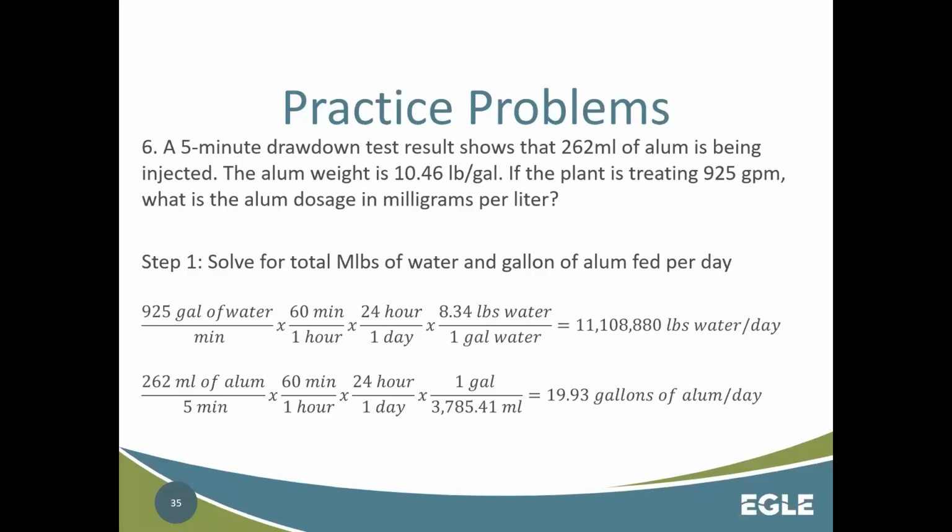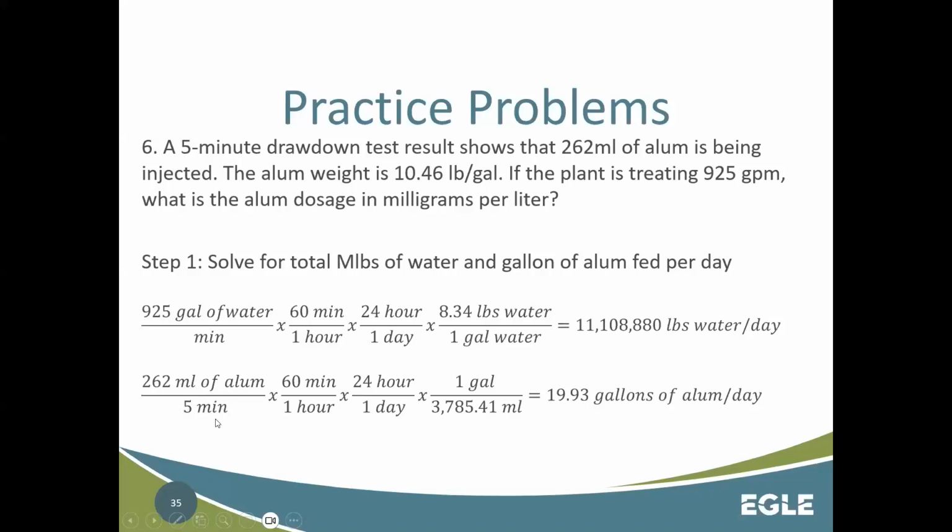We're going to go a little quicker on this one. We know that we have 925 GPM, gallons per minute. We're going to convert to days: 60 minutes in an hour cancels the minutes, 24 hours in a day gets rid of the hours. Now we're left in gallons per day, but we want to be in pounds of water, so it's 8.34 pounds per gallon, for 11,108,880 pounds of water.